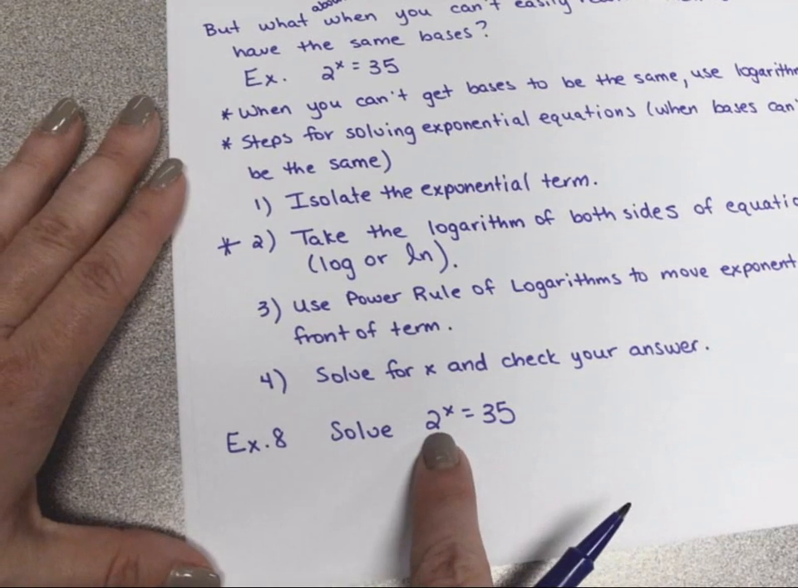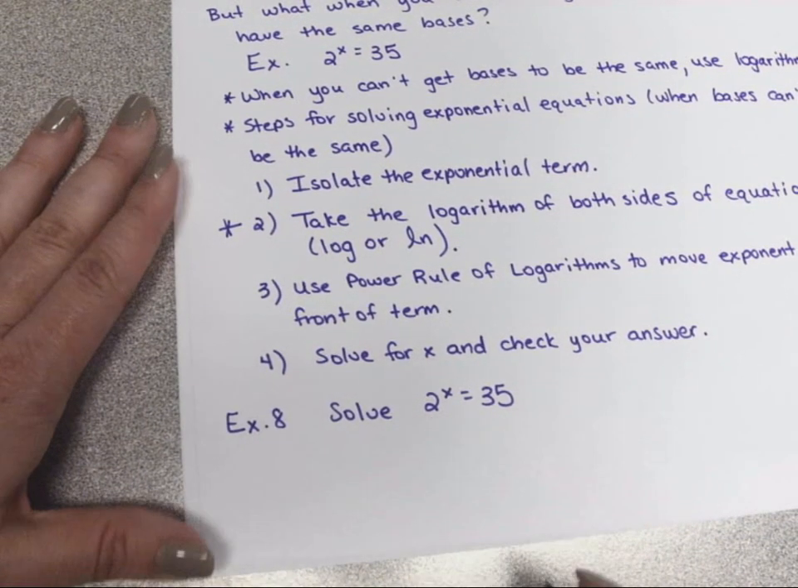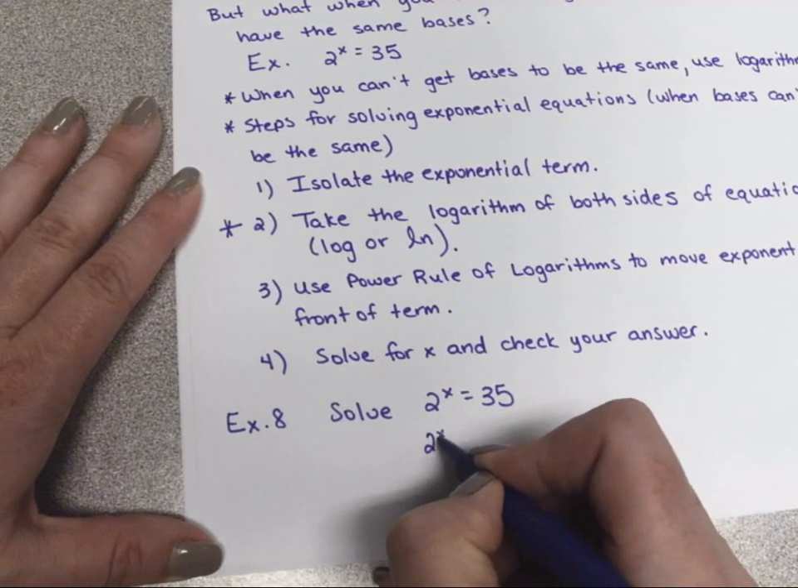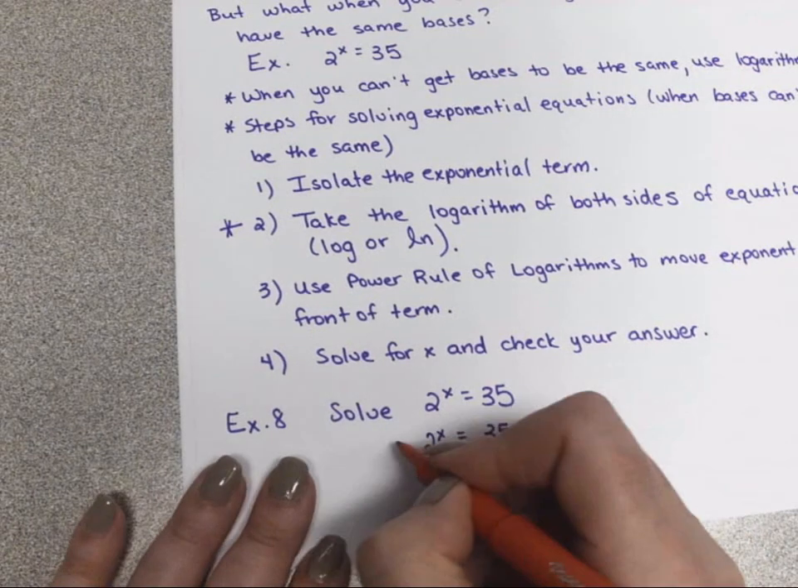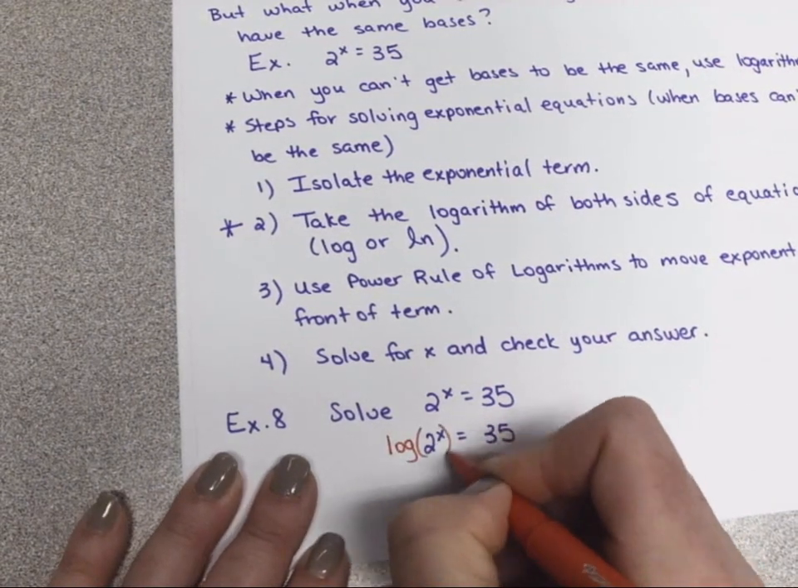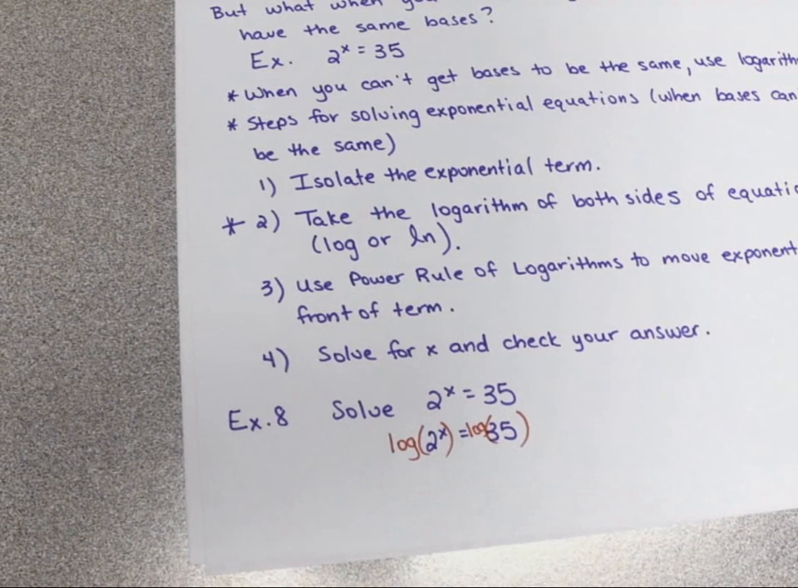So the first thing is we isolate this guy, but notice it's already isolated, right? If there were other numbers, we would move them over, but there's not, okay? So I'm going to rewrite it just so that my notes look complete, but I'm going to take the log of both sides. This is not multiplying both sides by log. It's more like an action. It's a verb. It's taking the logarithm of both sides.